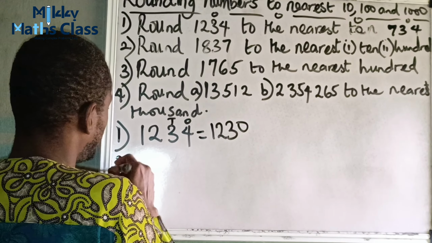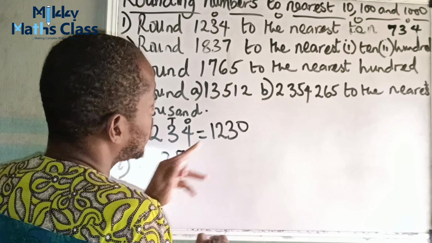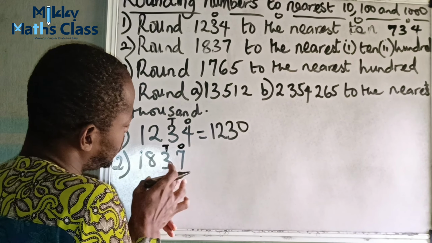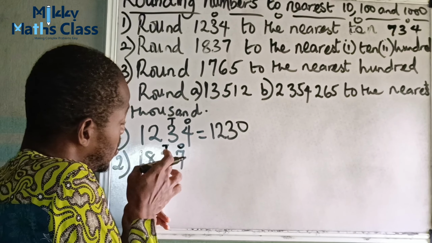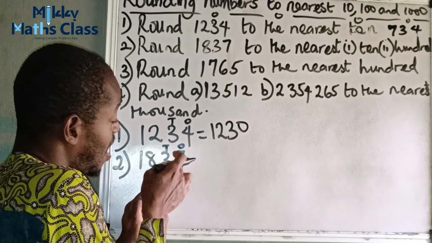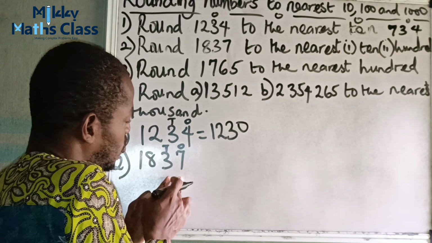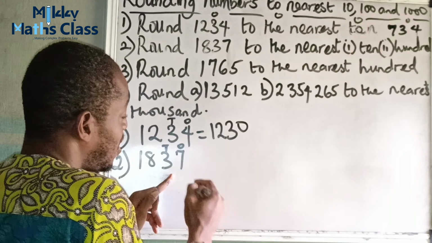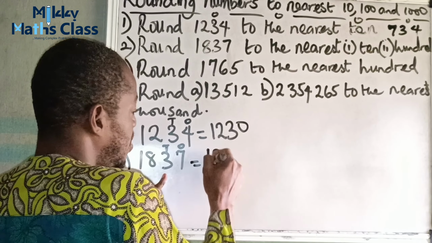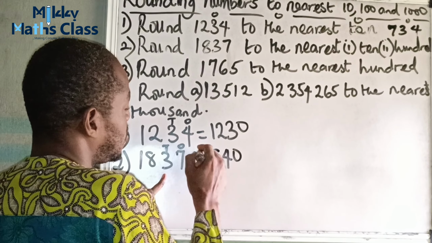Let's look at number 2. Number 2 says 1837. We are asked to round to the nearest 10 also. Now this is the ones part, the tenth part. Look at the ones part. Is it up to 5? Yes, it's up to 5. So I round it up. How do I round it up? I add the 1 to the tenth part where I am going to. So it becomes 1840. That's the number to the nearest 10.